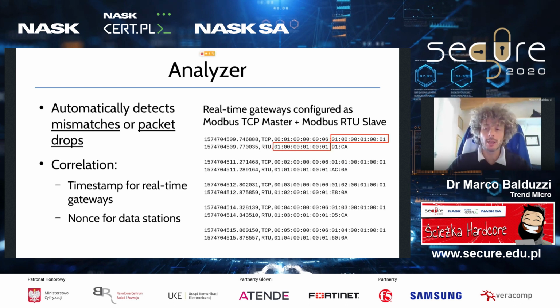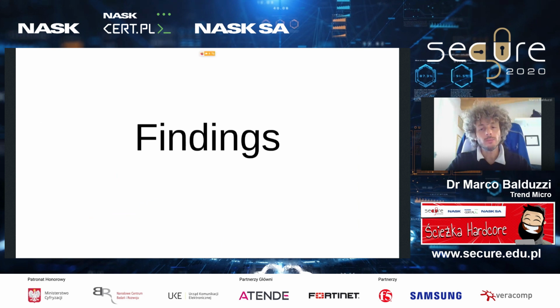If it's a data station, it keeps track as well of the request and response by using what we call a nonce. I'm not going to detail it here, but we also have techniques to automatically detect mismatches or packet drops for a data station. Yeah, so that's the introduction.